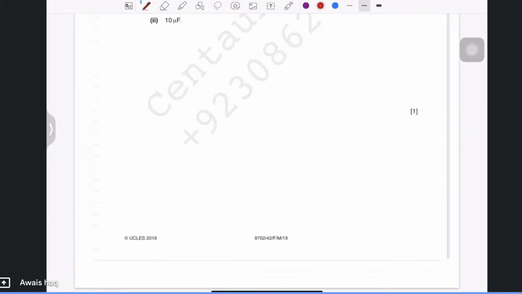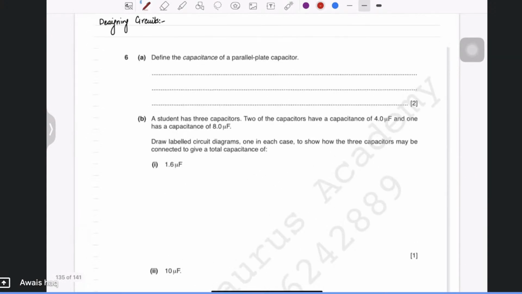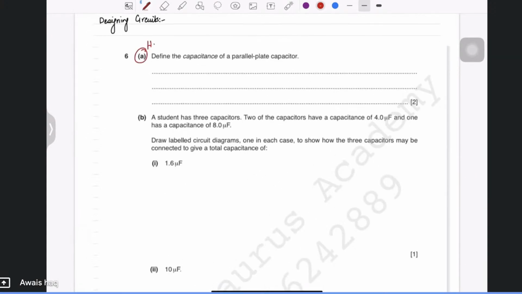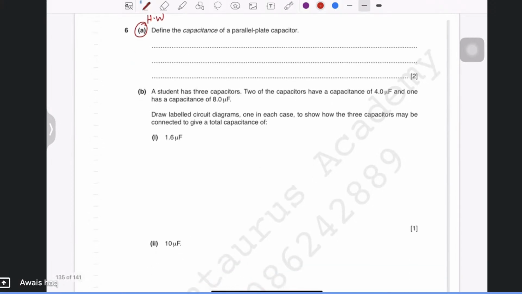Finally, we have this part where we need to design circuits as well. So you have this one as homework, but I'm going to do it. So for example, it says a student has 3 capacitors. 2 capacitors have the capacitance of this and one has this. So draw a labelled diagram in which you use the 3 capacitors to give a total of this. So we have 2 capacitors of 4 and 1 capacitor of 8. Now I have to think how would I reduce this, right? So first of all, I need to understand this.